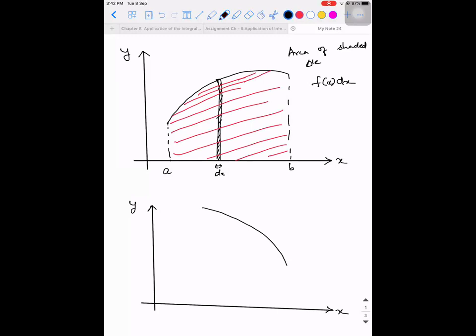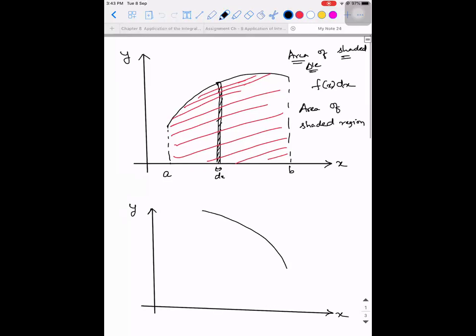So observe this fully. Here I told area of the... So your voice is breaking. Of the shaded. Is it better? Yes, sir.